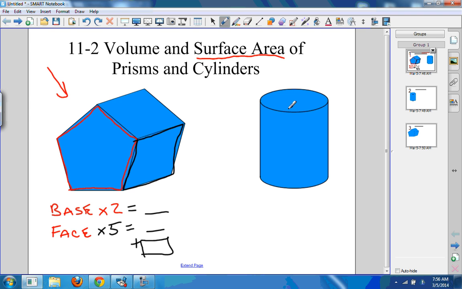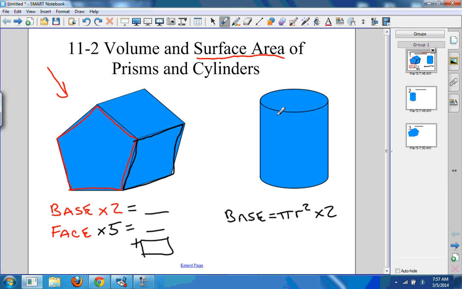Same thing goes with the cylinder over here. On the cylinder, we have a circle on top and on bottom. So for the area of a circle, our bases, we would use the formula pi r squared to find the area of a circle. And then since we have 2 of those, we'd multiply it by 2.